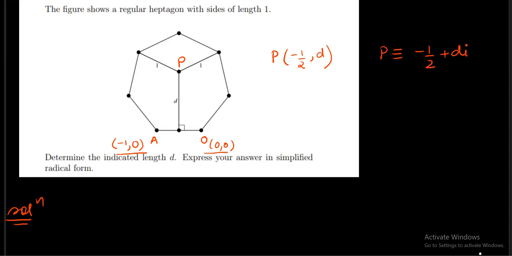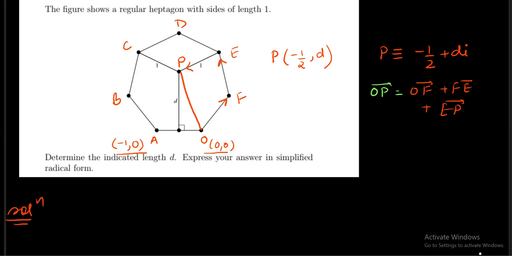But is there any other way to express the same point P? So yes, we do have another way to express this point P, and that I'm going to do with the help of vectorial representation. What I'm going to do is write that this OP vector that you can see, let us label the vertices O, A, B, C, D, E and F. So I can write that OP vector will be equal to OF vector plus FE vector plus EP vector. Right? I can write it like this. That is going to give me the OP vector.